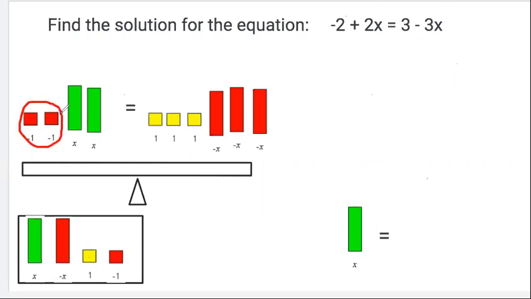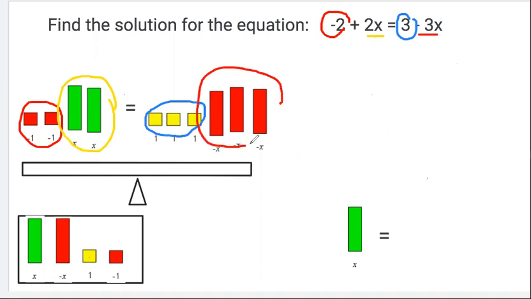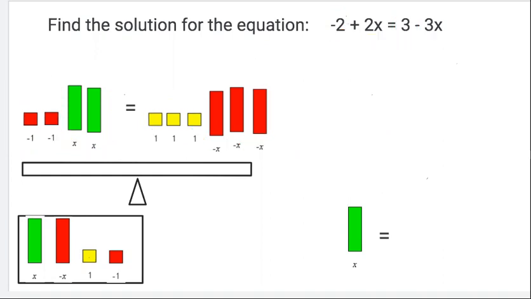We have two negatives right here. We have the two x's right here on the left side, so negative 2 plus 2x. Then we have positive 3, which is right here, and we have minus 3x, which is right there. So we have our algebra tiles and we have our equation. Remember, I'm trying to find x, so I want to know, what does x equal? What does one green one equal? So I just want one green one.